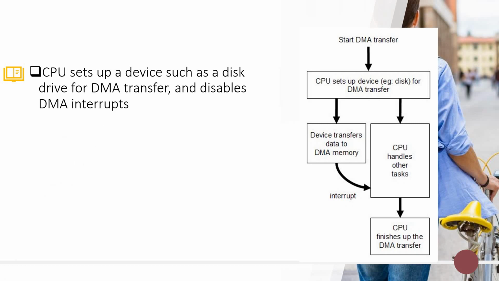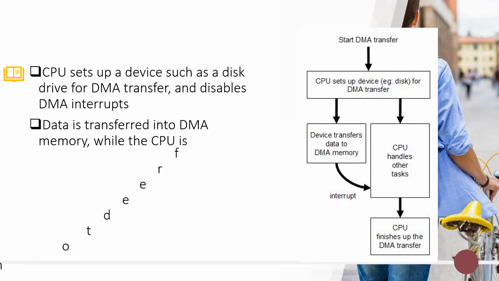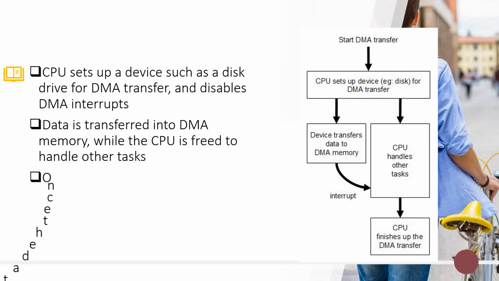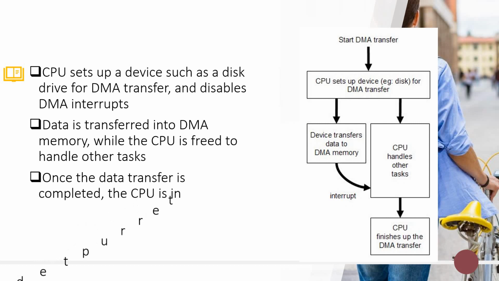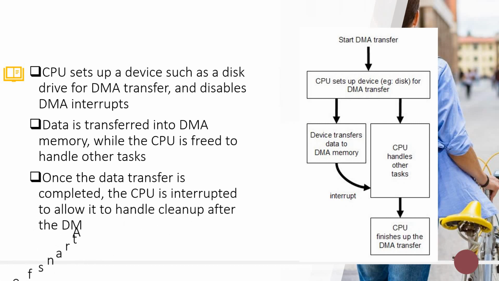The CPU sets up a device such as a disk drive for DMA transfer, and disables DMA interrupts. Data is transferred into DMA memory, while the CPU is freed to handle other tasks. Once the data transfer is completed, the CPU is interrupted to allow it to handle cleanup after the DMA transfer.